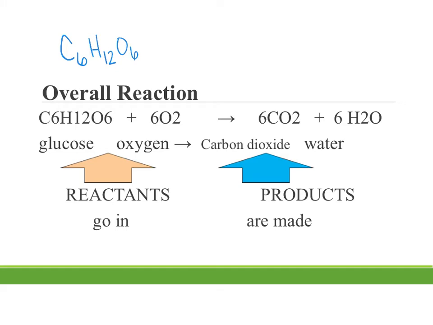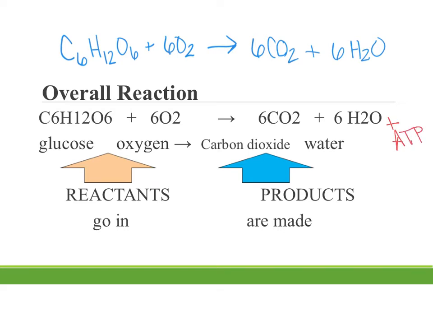C6H12O6 plus 6O2 yields 6CO2 and 6H2O. Okay, so make sure you copy both the chemical equation and the word equation. Also, in addition to just making carbon dioxide and water, we also get a bunch of ATP, which is going to store all of the energy that your cells need. So go ahead and add that in the equation.